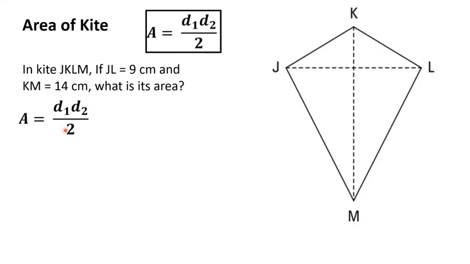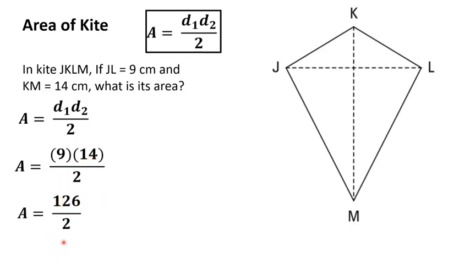Then after that, we're going to replace the value of diagonal 1 and diagonal 2. So diagonal 1 is JL, diagonal 2 is KM. So we're going to replace D1 by 9 and then D2 by 14. So it will look like this. A, which is the area of kite, is equal to 9 times 14 over 2. And after multiplying 9 times 14, which is 126, we're going to divide it by 2. So 126 divided by 2 is 63.